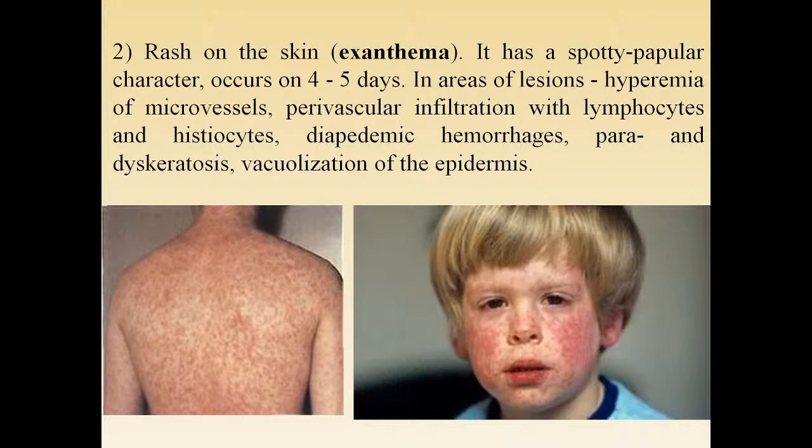Microscopically, in the exanthema there are signs of hyperemia of microvessels, perivascular inflammatory infiltration by lymphocytes and histiocytes, diapedesis hemorrhages, small hemorrhages. Next, parakeratosis and dyskeratosis, and vacuolization of the epidermis.